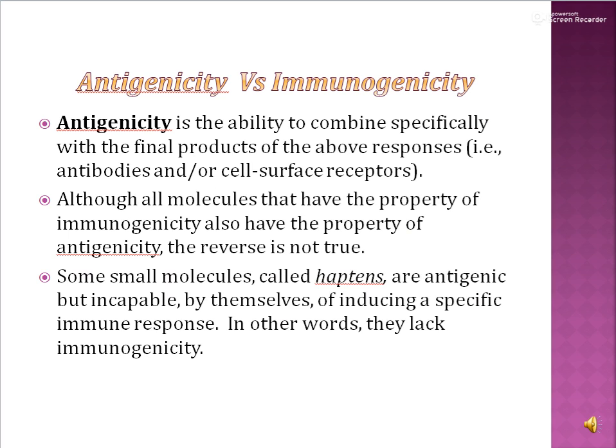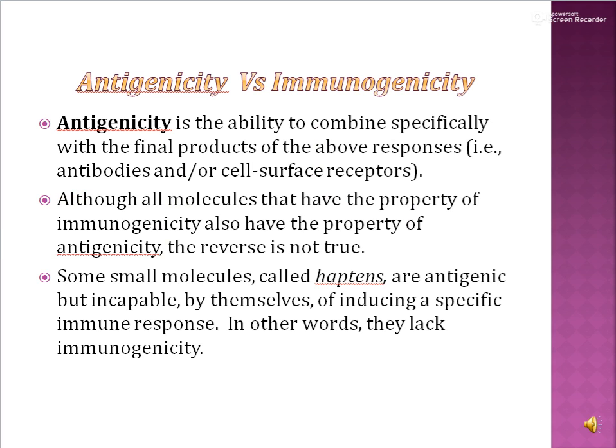When you think about this concept, you can see that although all molecules that have the property of immunogenicity also have the property of antigenicity, the reverse is not true. If a substance is antigenic, it doesn't mean that it is immunogenic also. When it is antigenic, it can only interact with the specific products of the immune response, but it does not trigger an immune response. There are small molecules called haptens, which are antigenic but incapable by themselves of inducing a specific immune response because they do not have the property of immunogenicity. So do understand the difference between antigenicity and immunogenicity based upon whether they are capable of triggering the immune response or not.